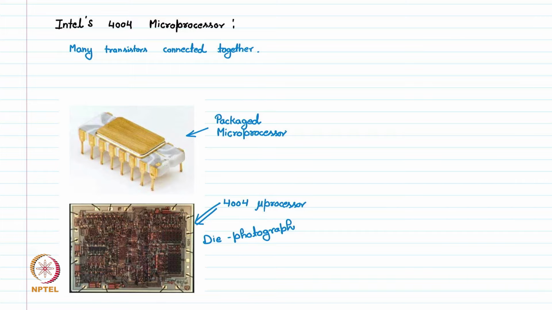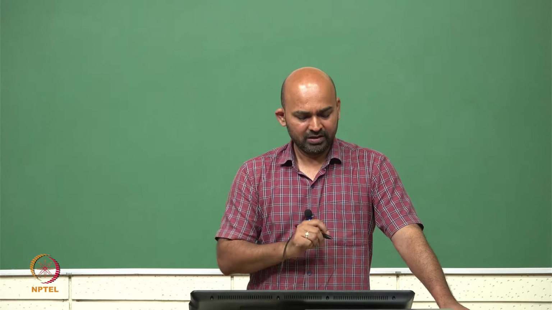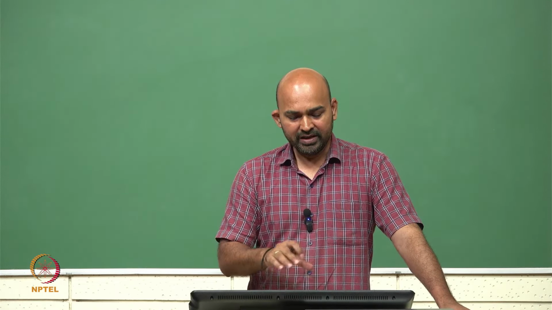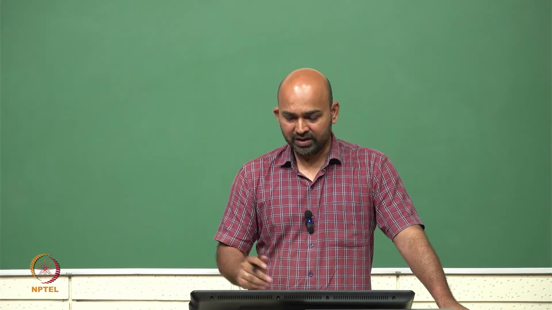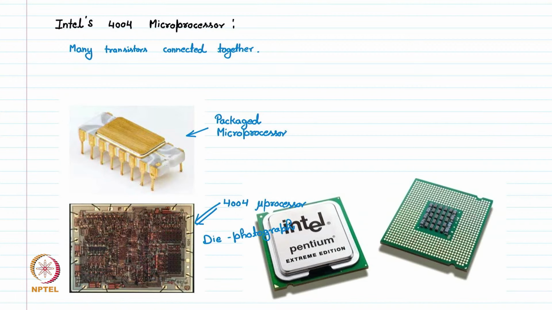Then over time we have learned how to integrate many MOSFETs together and perform different functions all together. Initially in the 4004, typically around 2000 or 2300 transistors were joined together. However, nowadays with the Intel Pentium microprocessor, there are billions of transistors joined together. We can see that in a commercial package, something like this. This is the commercial processor available, and this may have a whole grid of pins.